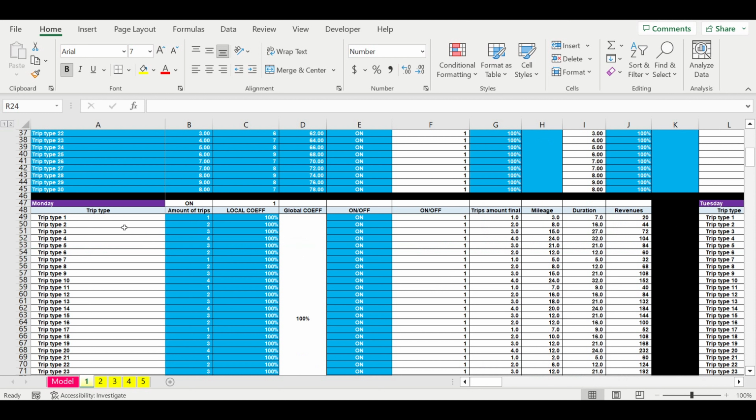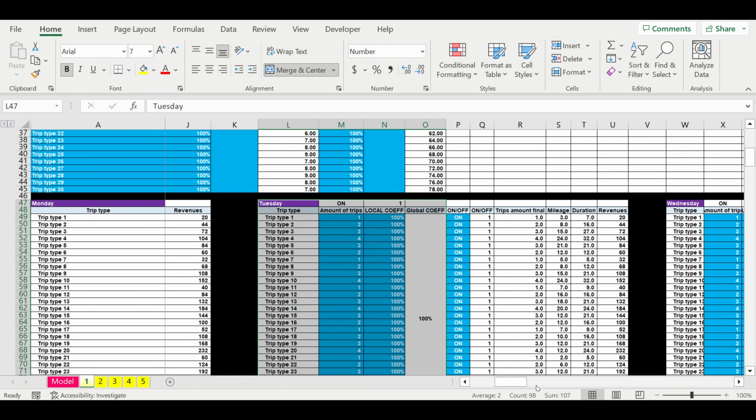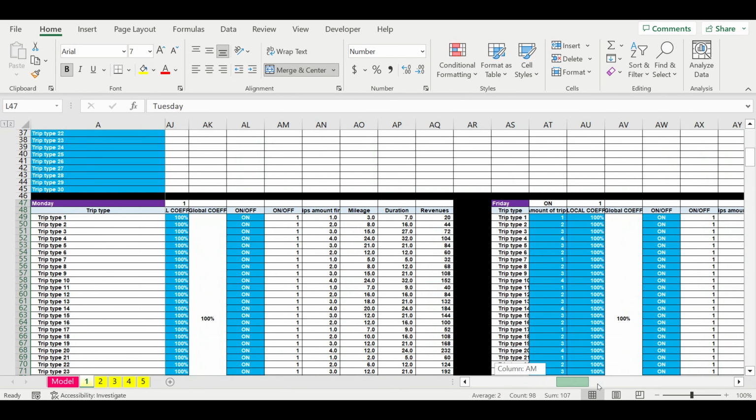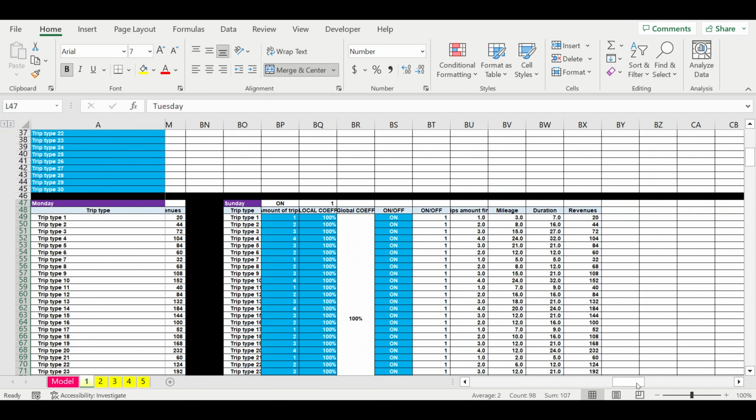Then we are moving to a typical week and describing how many trips will be made on Monday. These are the trip types, these are the amount of trips, these are local coefficients. For this amount of trips we can switch different types of trips on and off. This is the portrait of Monday. This is the portrait of Tuesday, and we have the typical week portraits too, so we can specify what types of trips we make.